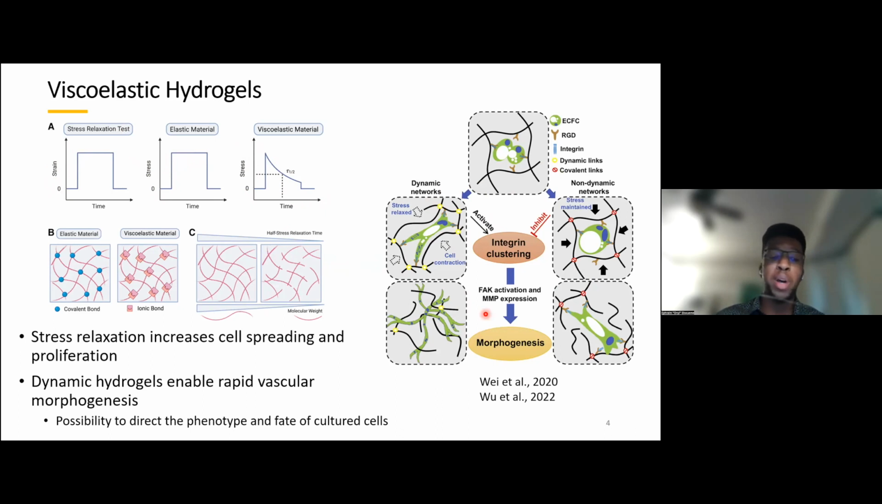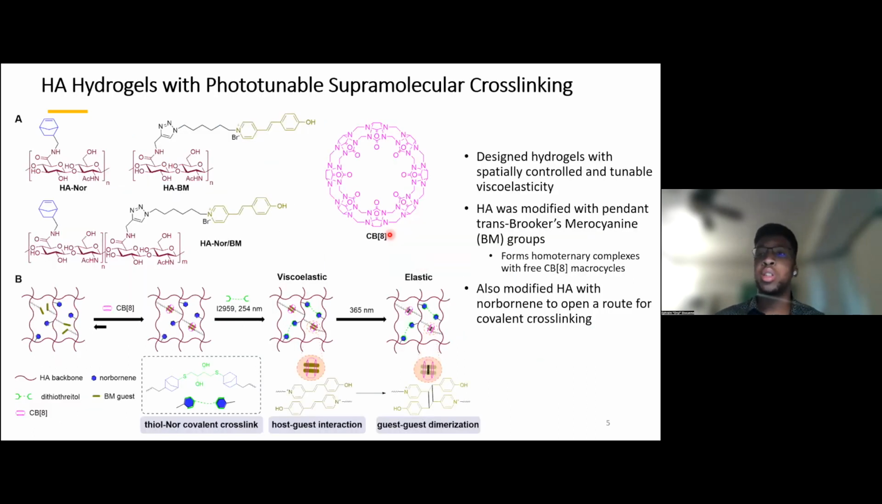Studies point to the impact of tuning the viscoelasticity of the native ECM with the type of cross-linking, possibly to direct the phenotype and fate of cultured cells. However, current studies on viscoelasticity are static, so protocols looking at these types of experiments are quite limited. Now I'll go into the design of the hydrogels.